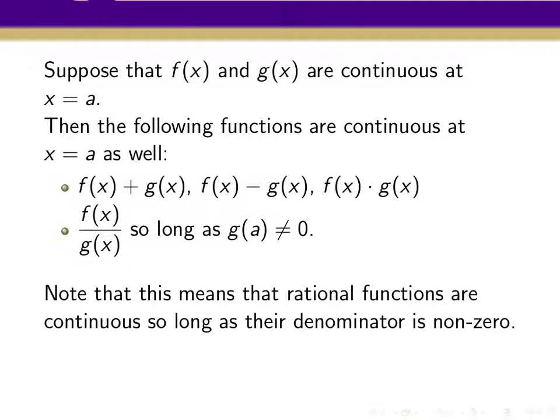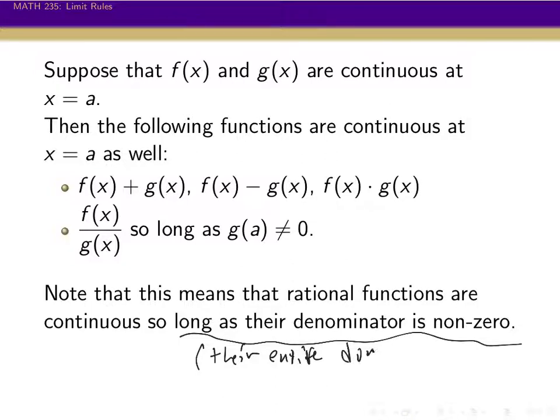Well, what are rational functions? Rational functions are just one polynomial divided by another polynomial. And so this last rule tells us that rational functions are going to be continuous whenever the denominator is not 0. And so really this means that rational functions are continuous on their entire domain, so long as their denominator is non-zero.